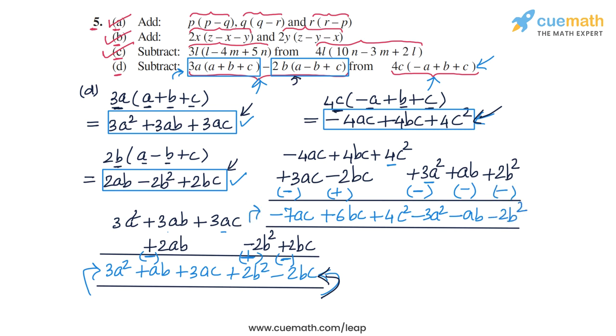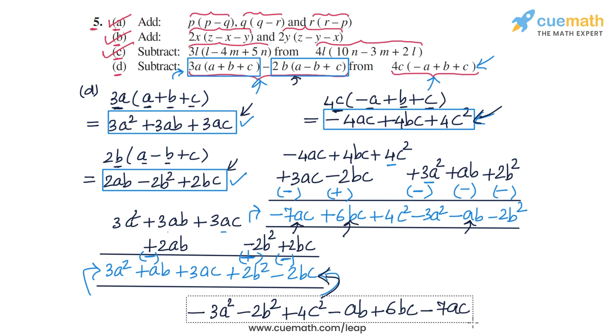Let's write it in a more appropriate form by first writing the square terms. So we have minus 3a square, then we have minus 2b square, and then we have plus 4c square. Then do we have any ab term? Yes, we have an ab term, minus ab. Then do we have a bc term? Yes, we have 6bc. And then we also have an ac term, so we have minus 7ac. So this expression that we have now obtained of 6 terms is the final result for part D. So this completes part D, and with this we have completed question number 5.